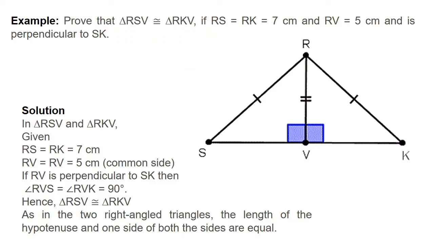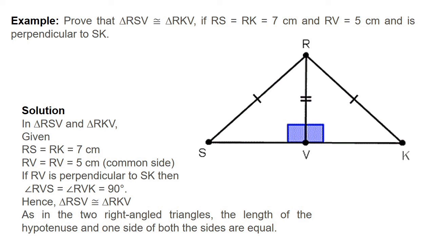Let us prove this through an example. Prove that triangle RSV is congruent to triangle RKB if RS is equal to RK, which is equal to 7 cm, and RV is equal to 5 cm and is perpendicular to SK. So we take the two triangles, triangle RSV and triangle RKB. Given things are RS is equal to RK, which is 7 cm, and RV is equal to RV, which is 5 cm, since RV is a common side.